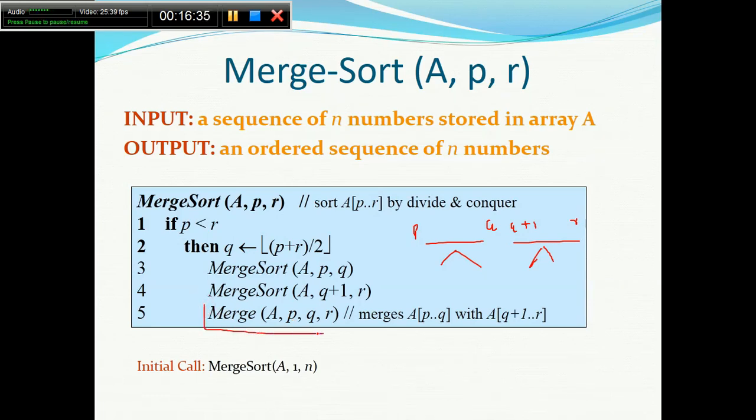Merge algorithm needs how many parameters? 4 parameters: A, P the lower bound index, Q the middle index, and R the upper bound. It will merge the array from P to Q and Q plus 1 to R. So like half of half, it can merge.